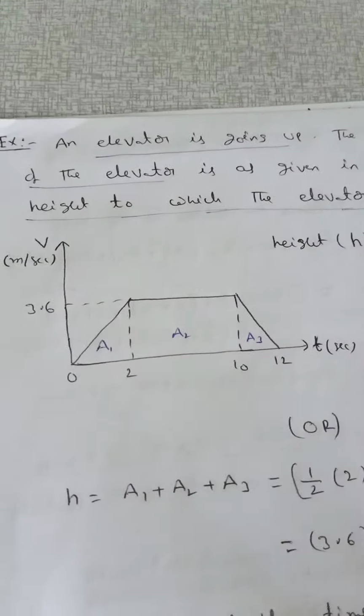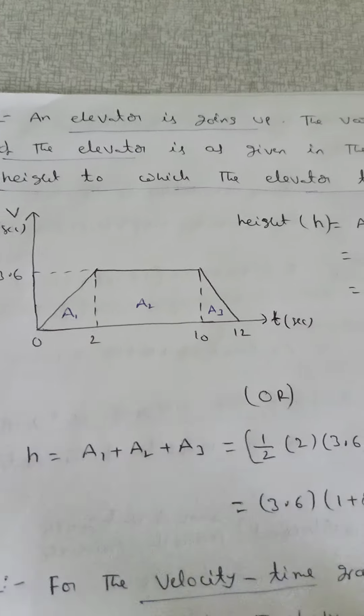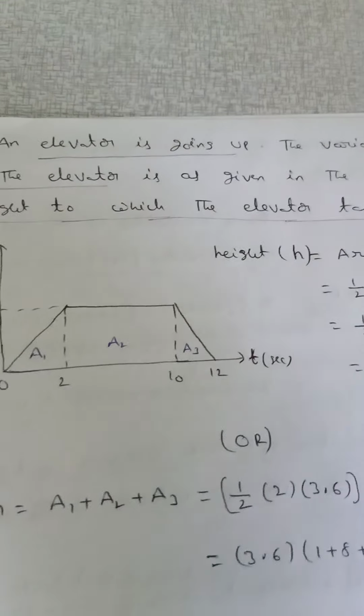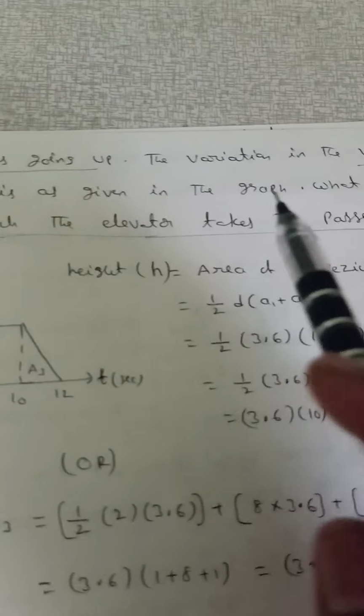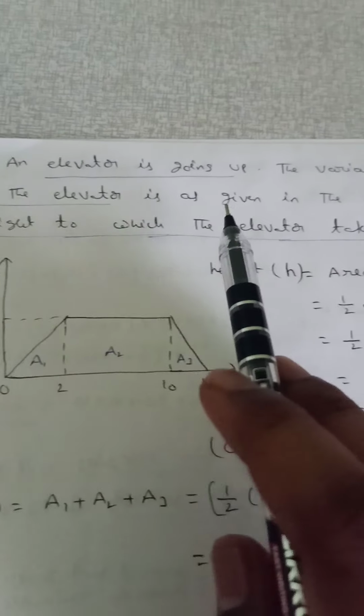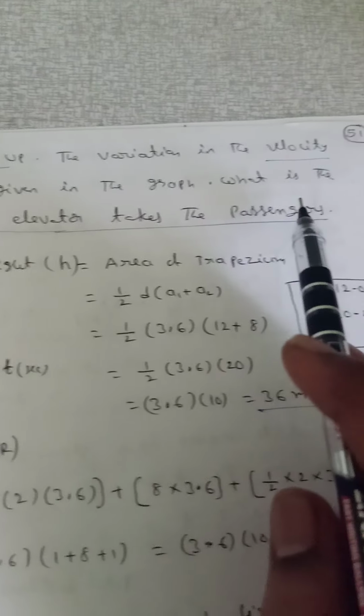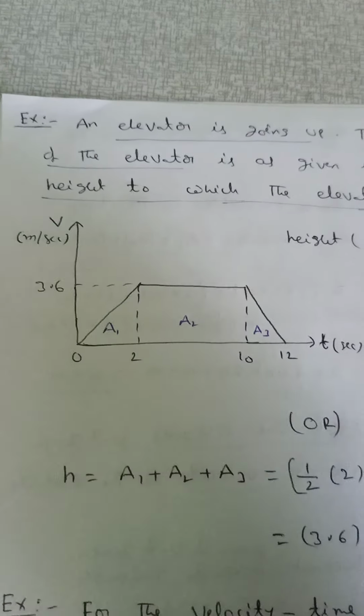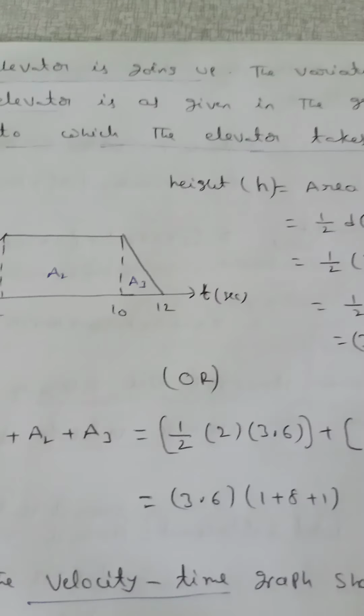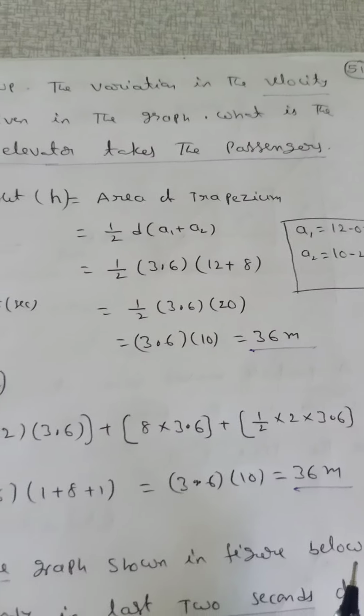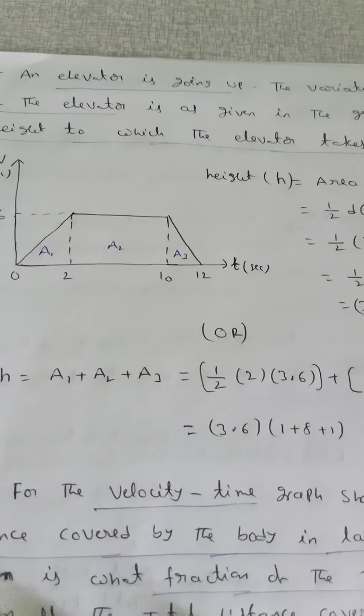Next, another model. An elevator, or lift, is going up. The variation in the velocity of the elevator is given in the graph. What is the height to which the elevator takes the passengers? The elevator goes up.